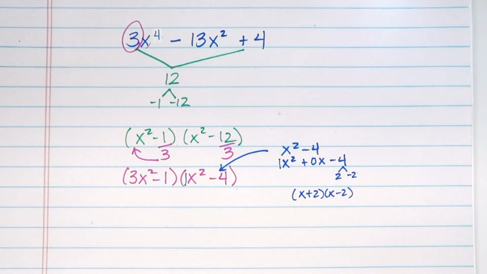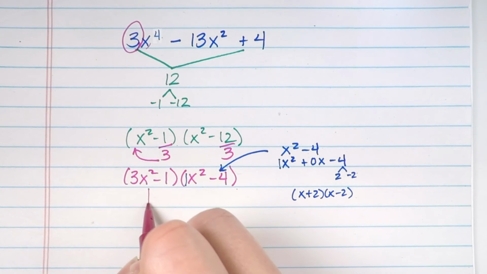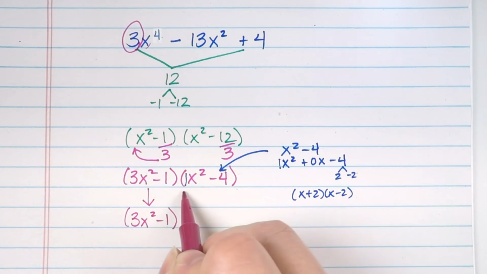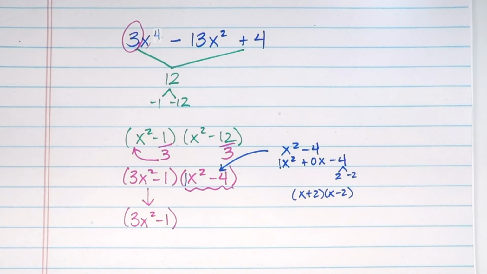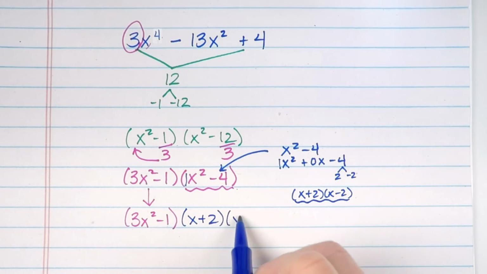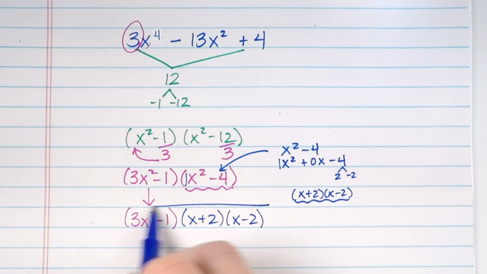So that's the most common time where you'll be able to factor it further, is if you have this difference of squares. So for our final answer, I'm going to bring this first one down, 3x squared minus 1, and then for the second part, this x squared minus 4, I'm going to change that to this x plus 2 times x minus 2. So this time we have 3 parentheses in our answer.